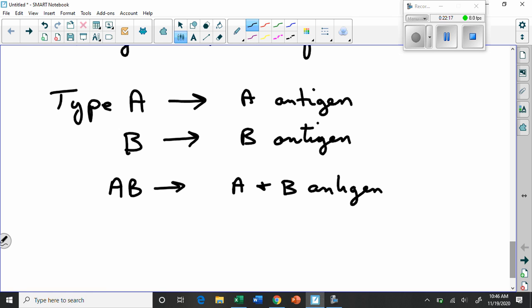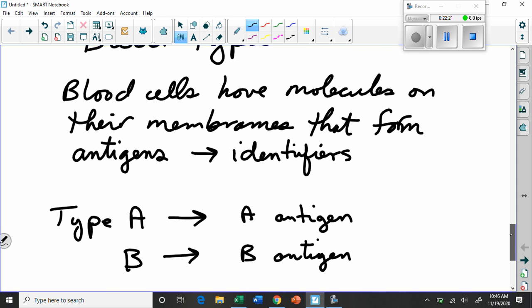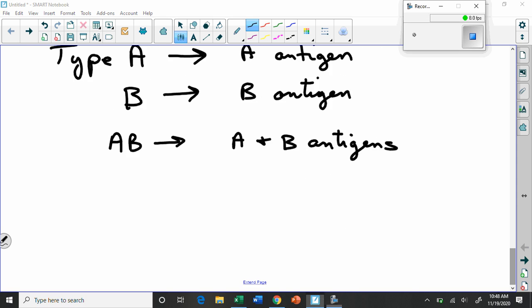Do I need to go back a bit? Sorry, I went too fast. Okay, where are you? Here? All right, I'll wait. A and B antigens, type AB blood.